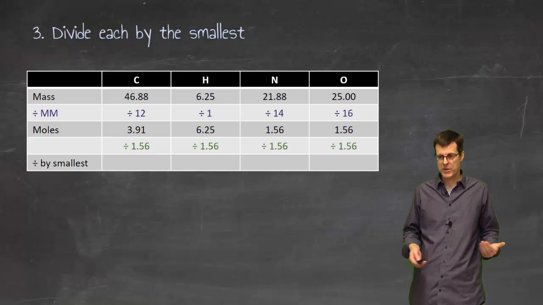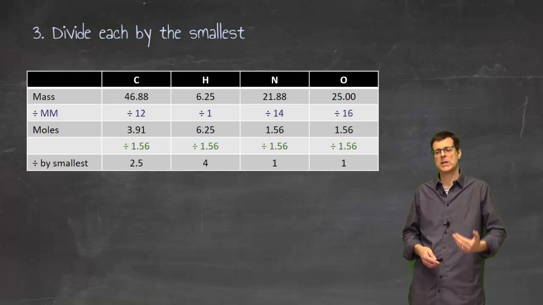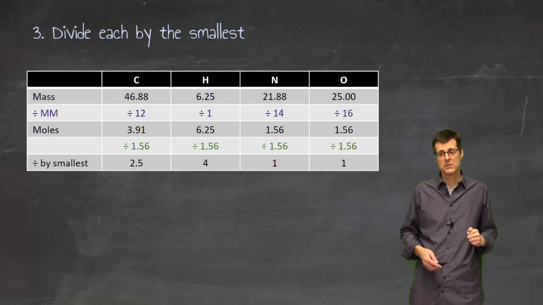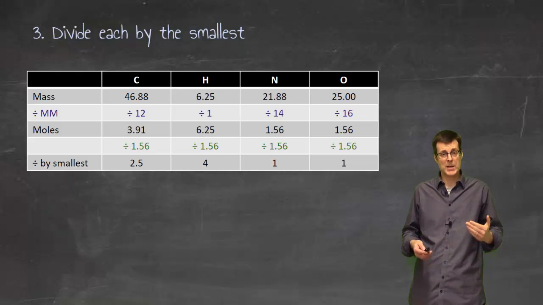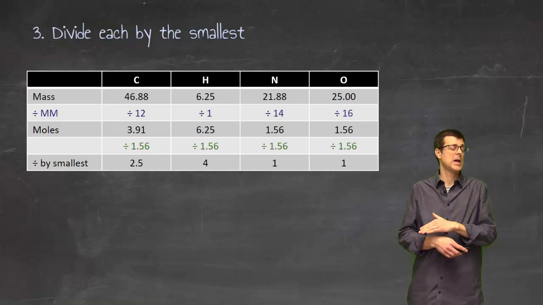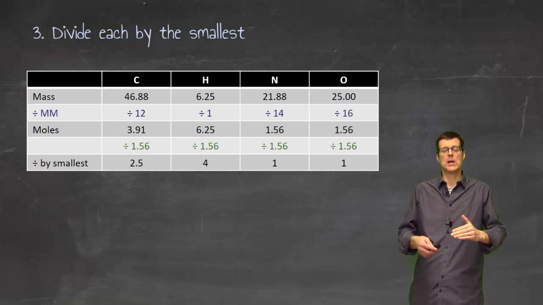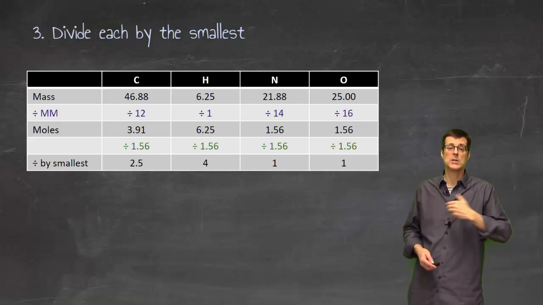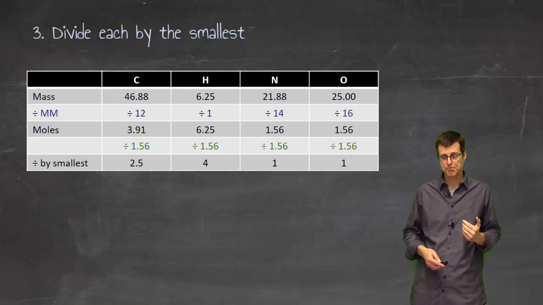When I divide everything by 1.56, what I end up with is 2.5, 4, 1, and 1. Getting there. Almost at nice whole numbers. It's that 2.5 that's kind of ruining things right now. I cannot round that up to 3. I don't care what they told you in math class. In chemistry, you can't do that much rounding.